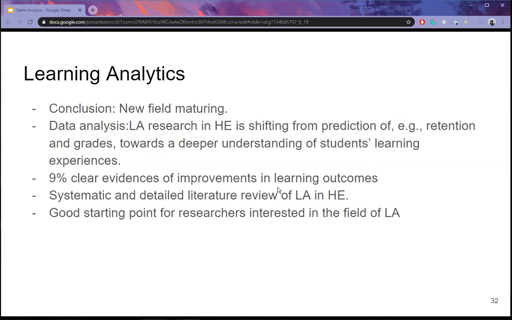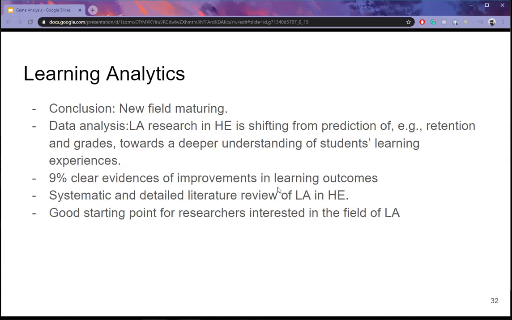Conclusion. They conclude that this is a really new field and it's maturing. Learning analytics research in higher education is shifting from prediction, for example retention and grades, towards a deeper understanding of the student's learning experience. 9% have a clear evidence of improvement in learning outcomes. And they consider this work a systematic and detailed literature review for learning analytics in higher education.